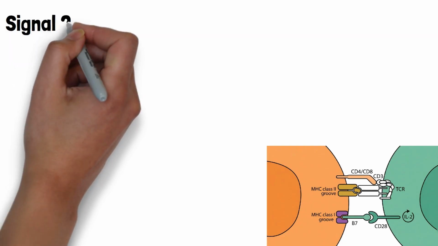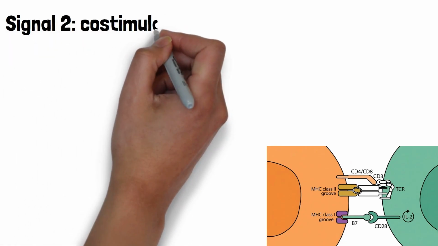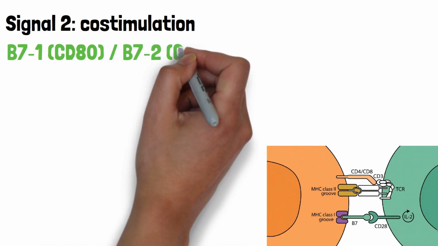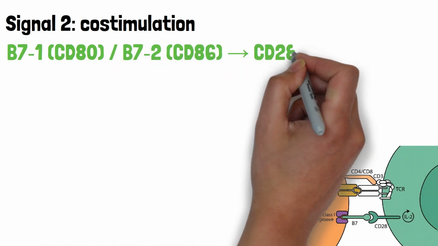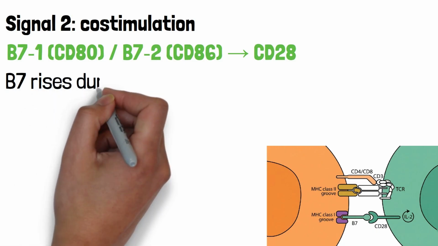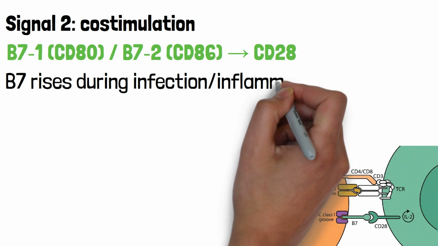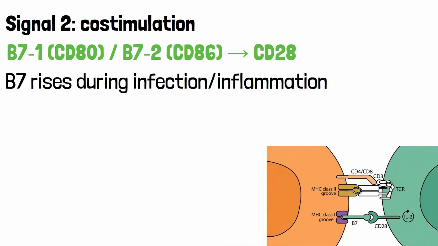Once signal 1 is delivered, the T cell isn't done yet. It still needs a second, non-antigen checkpoint before it can fully commit. That's costimulation. B7-1 or B7-2 on the antigen-presenting cell binding CD28 on the T cell, and this B7 expression actually goes up during active infection or inflammation, which is what tells the immune system this is a real threat.